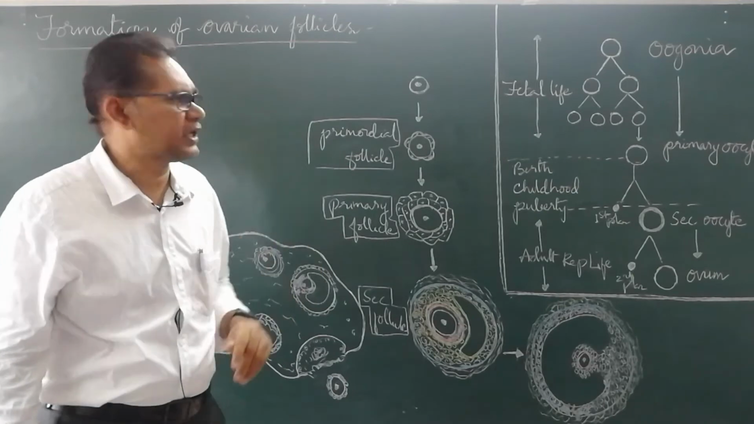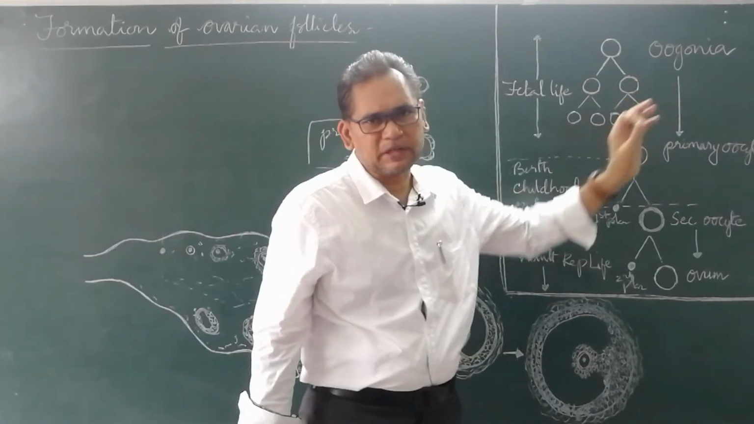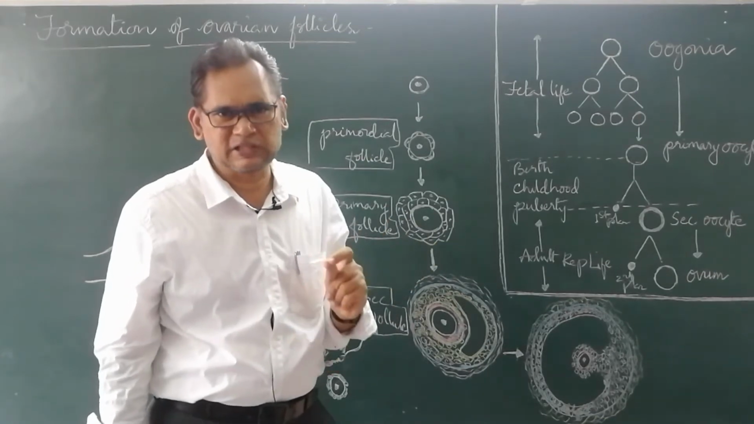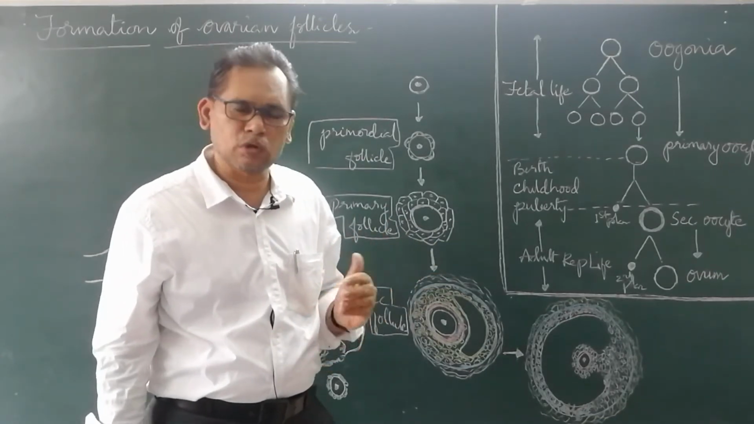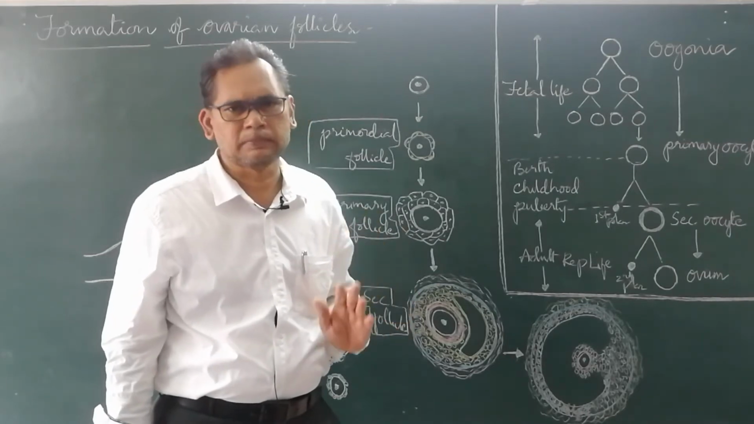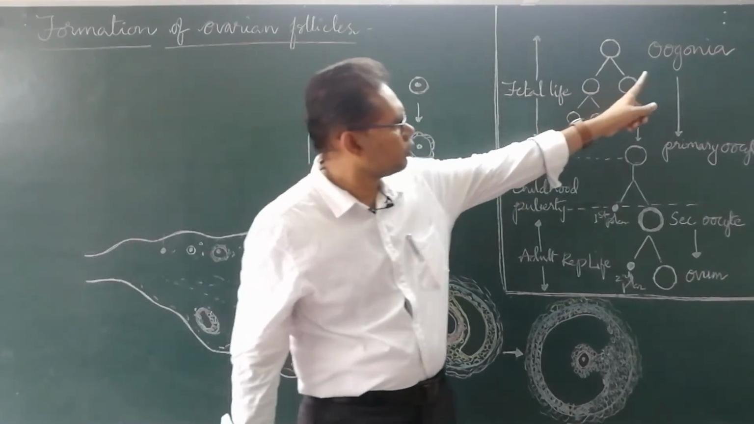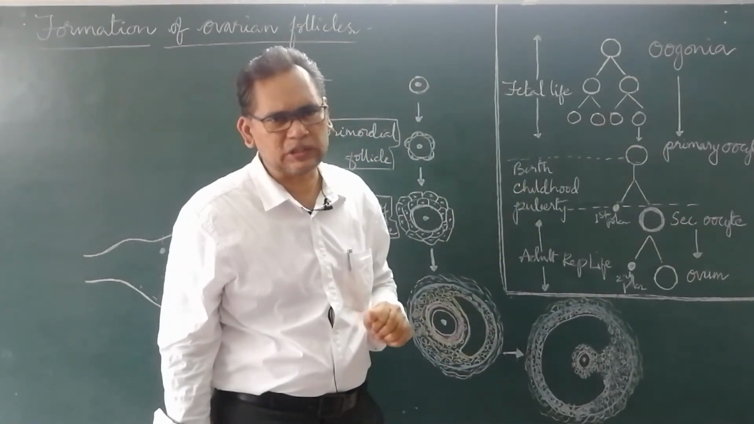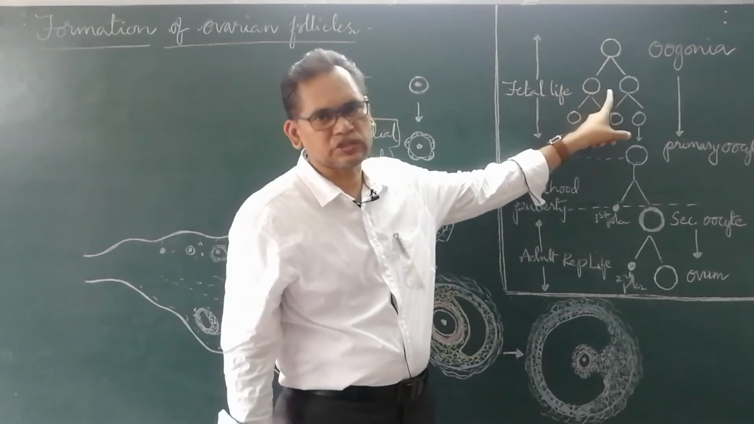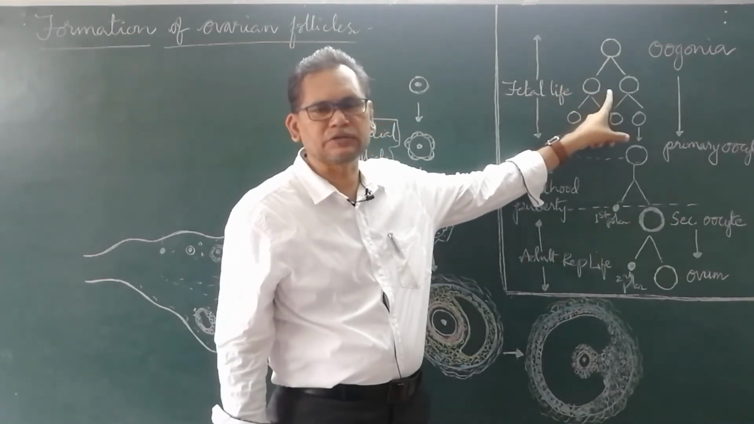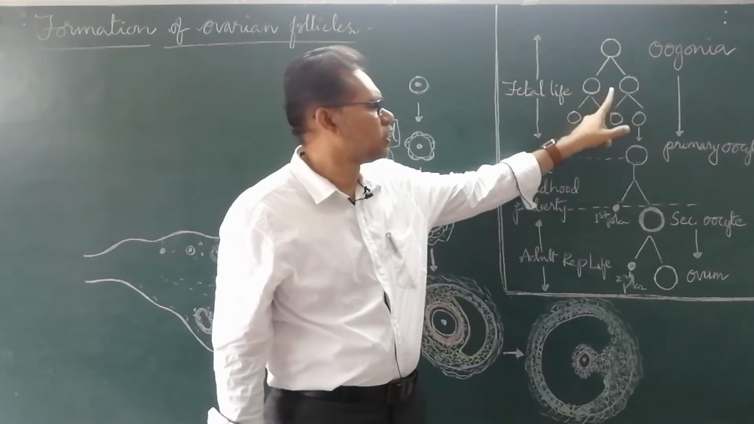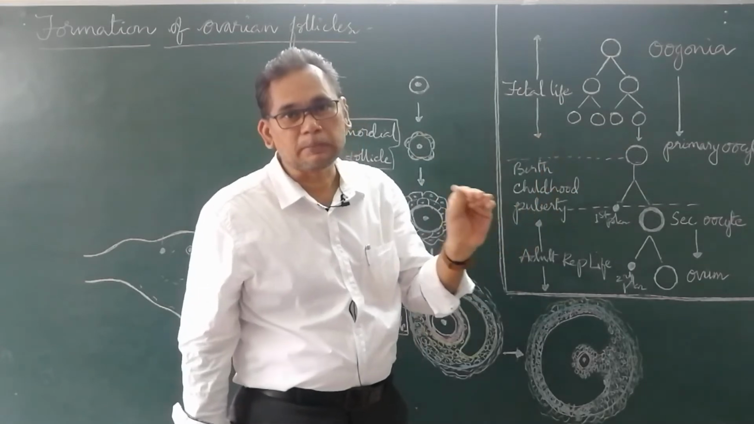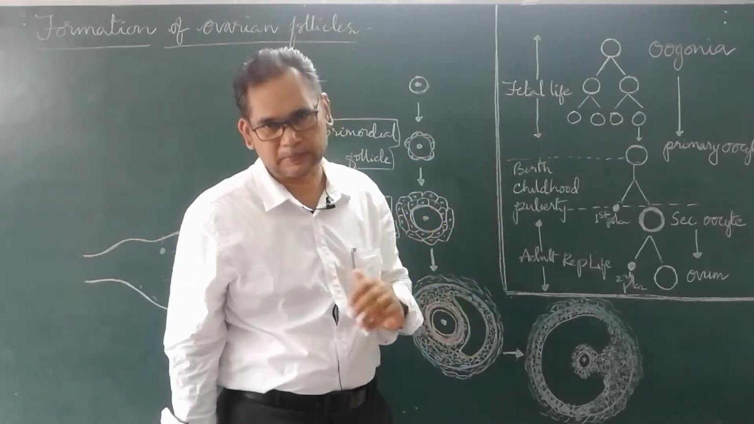Now this is how it is formed, that is oogonia. A couple of million oogonia are formed in the fetal stage itself. If it is a female child in the mother's womb, oogonia are already formed, a couple of million. After formation, these oogonia divide and redivide by mitosis to form a large number of primary oocytes. This is before the birth of the female child.